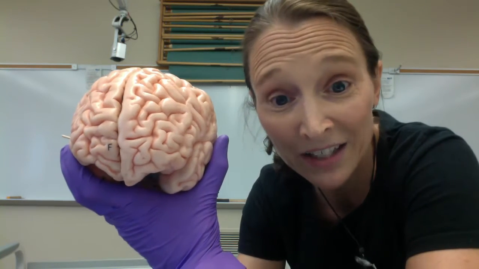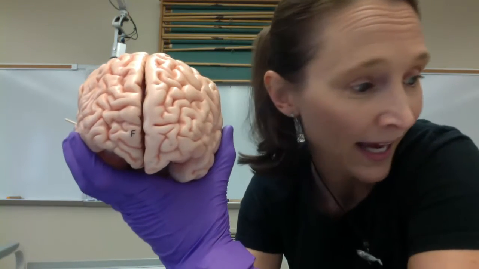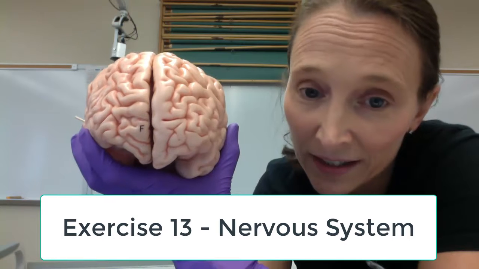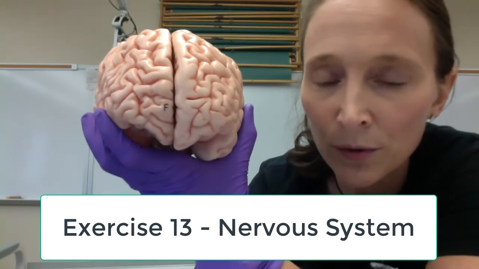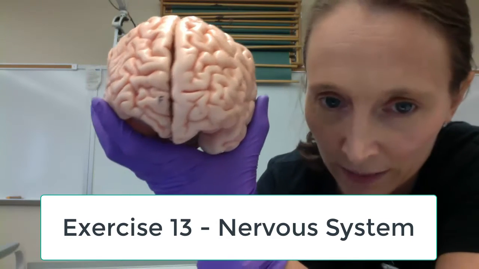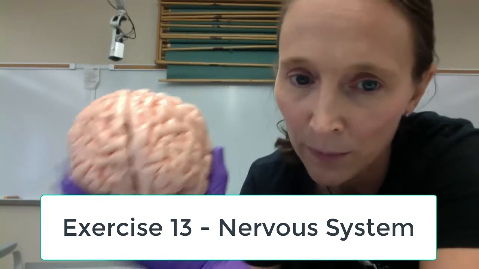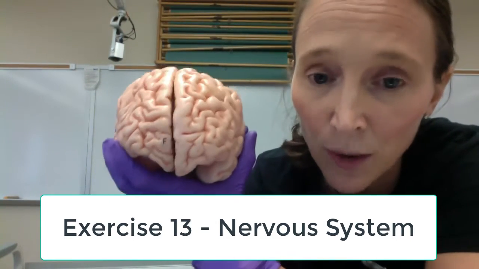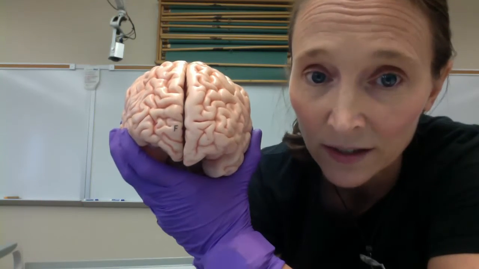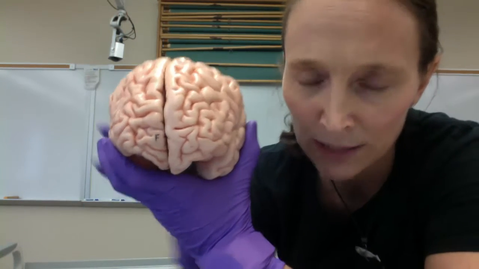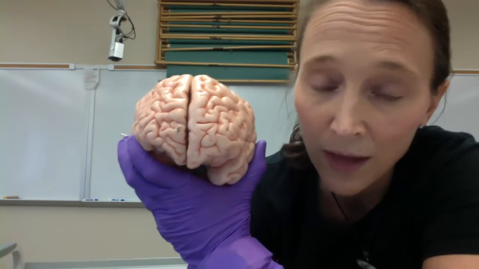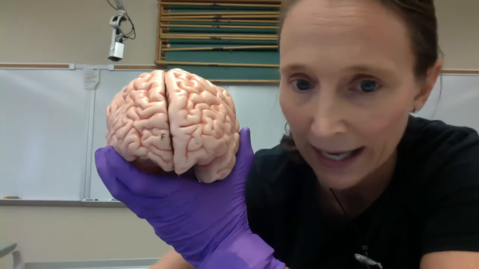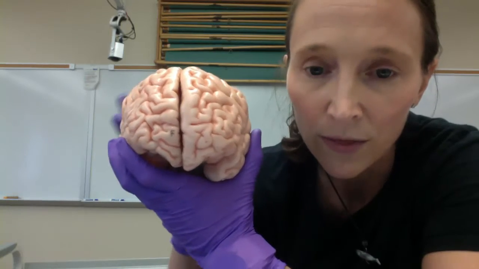So I'm back to do the nervous system today, and this is going to be exercise 13 in your lab book. I am not going to go through the actual model of the neuron, because I am going to post a picture of that, and I do have a link activity for it. The model is pretty big, and it would be hard for me to hold up here. So you can go through that model. If you have any questions, feel free to contact me about the model of the neuron.